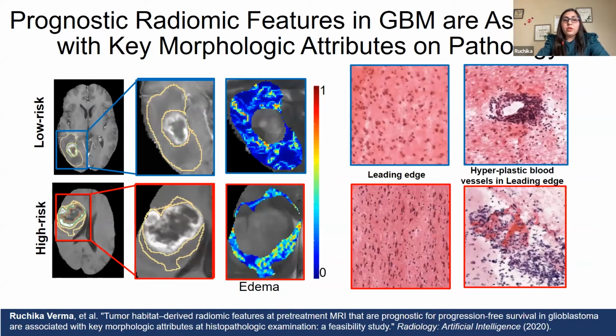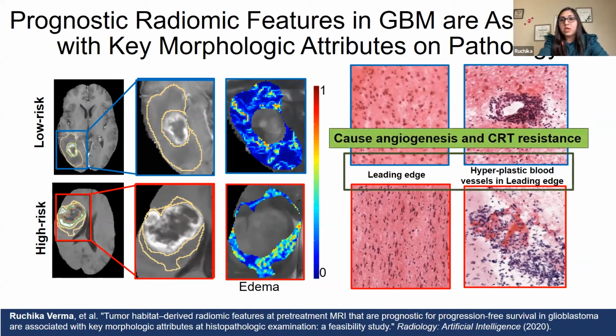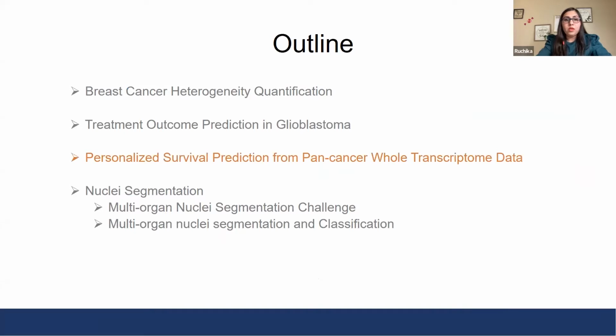Apart from that, we also identified some radiomic feature associations with the leading edge and hyperplastic blood vessels in leading edge. These are the two histological attributes identified in the peripheral tumoral region, which makes sense because the edema is also identified in the peritumoral region. So both are lying outside of the tumor region. This is also known to cause angiogenesis and resistance to chemoradiation therapy. So these were our findings using GBM data.